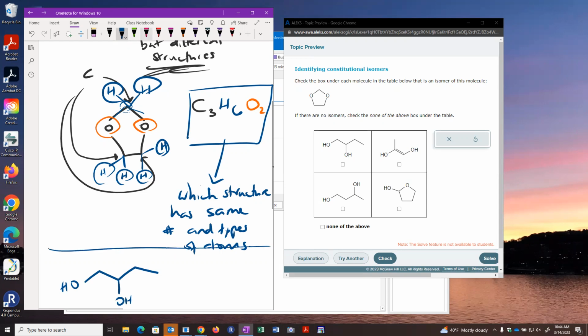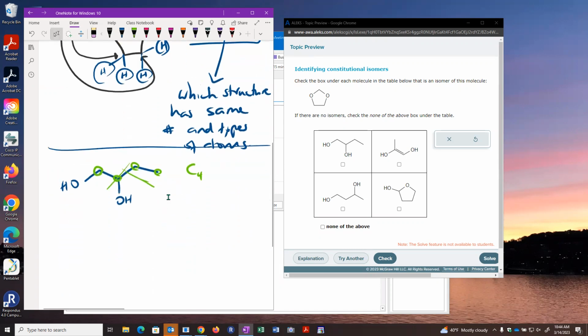If I look at my number of carbons now, I have 1, 2, 3, 4 carbons. So right away, I don't have the same number of carbons, so that's not going to be an isomer because it's not made up of the same atoms. I don't even have to go any further than that. If I look at the one on the right, the upper right side, so that's this one, I have an OH like this. I have a double bond, an OH there.